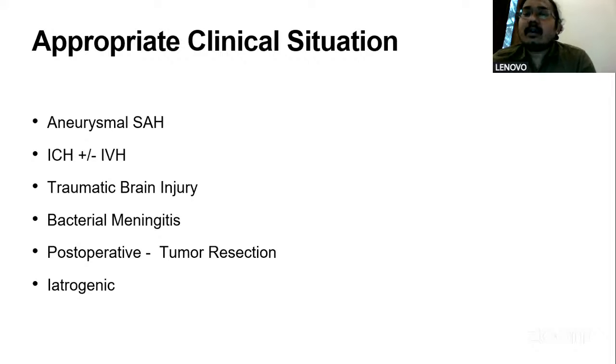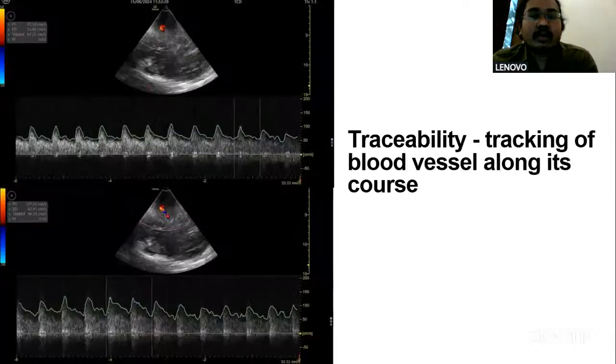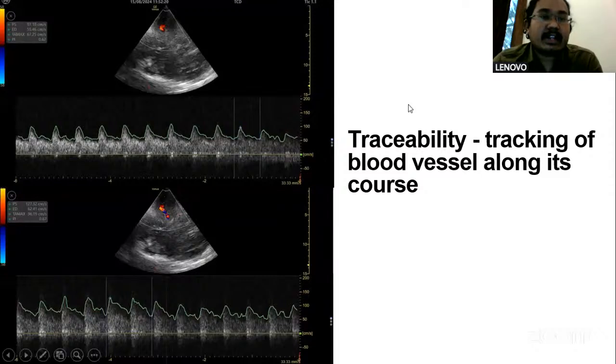But then I would like to share that even in ICH plus or minus IVH, intracerebral hemorrhage with or without intraventricular hemorrhage, traumatic brain injury, bacterial meningitis, post-operative period where tumor resections are done, and also in iatrogenic cases where the sheath has been put inside for clipping, or sorry, for coiling. So then also we might trigger vasospasm. So now this is where we see what is traceability.